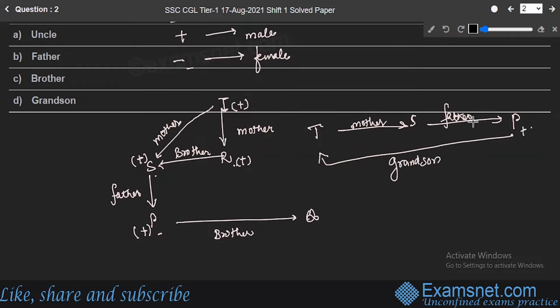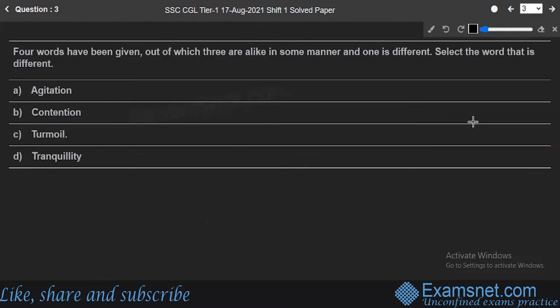because P was a male, right? So sorry, here should have been a negative sign because T was mother, she was a female. Therefore, this one should have been a negative sign. T is going to have a negative sign. All right. So what is the correct relationship? It is the grandson. P is grandson of T. Option D is the correct answer to the question. Hope you are clear. Now let's move to the next question, number 3.